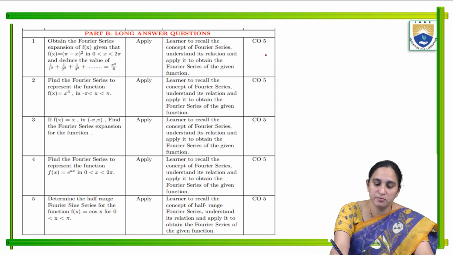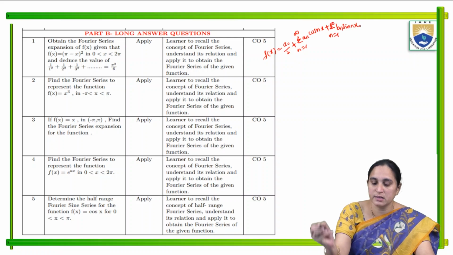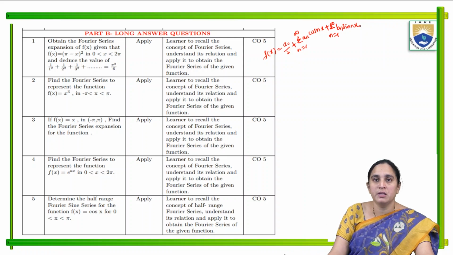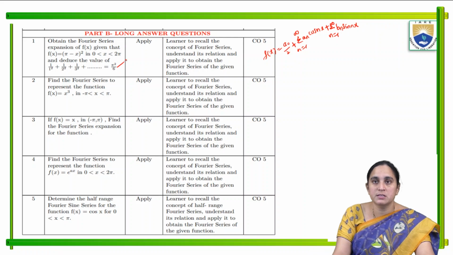For that case, we have to find f of x is equal to a naught by 2 plus sigma n is equal to 1 to infinity a n cos n x plus sigma n is equal to 1 to infinity b n sin n x. This is the function of f of x. Okay, for that case we can find a naught, a n and b n values, and after that deduce the following. Okay, we already discussed this in the previous case. Same as that.